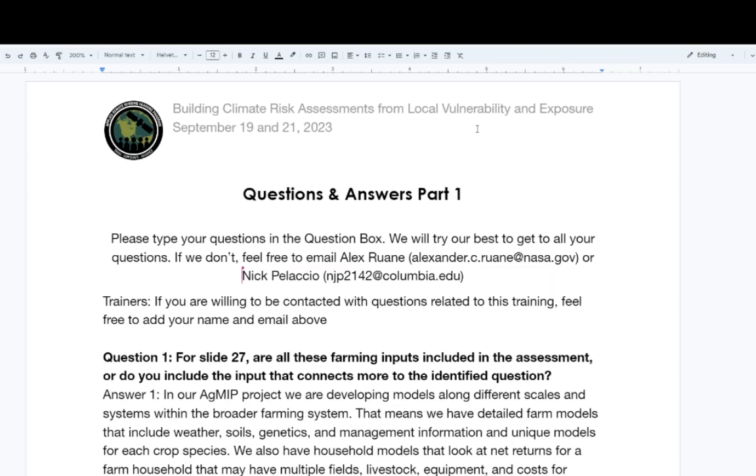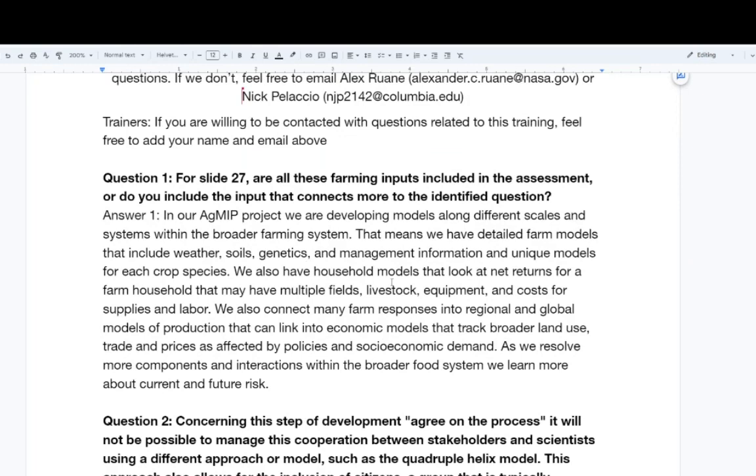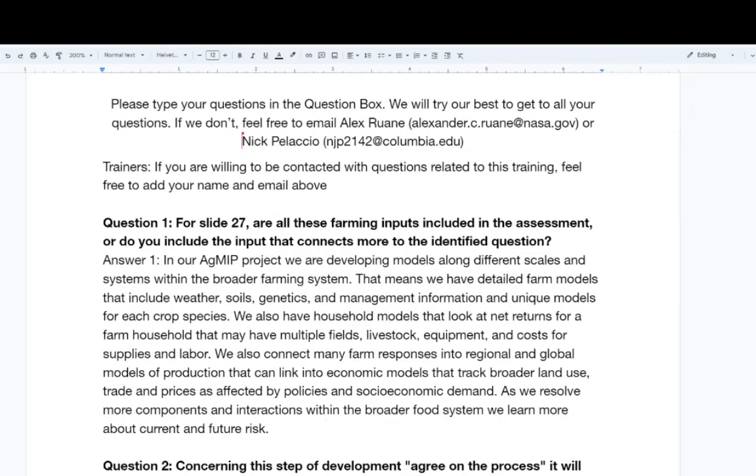So just jumping right into it, question 1. For slide 27, are all these farming inputs included in the assessment, or do you include the input that connects more to the identified question? What we do within AgMIP is we develop models along the different scales and systems within this broader farming system. So we have detailed farm system models that are based on the weather and the soils and the genetics, as well as the farmer management.